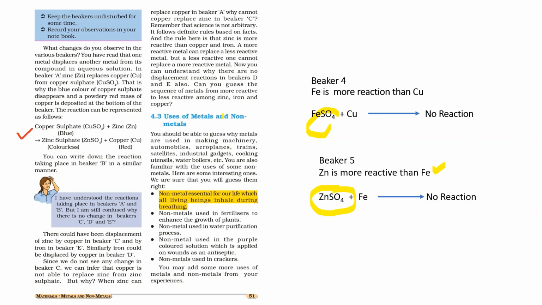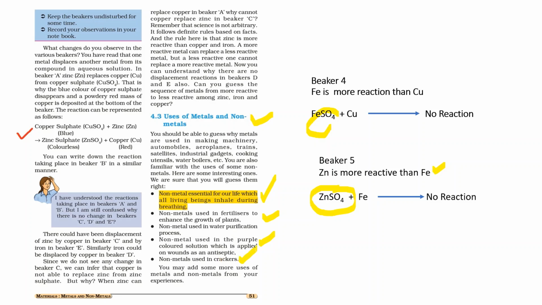So the uses of metals and non-metals: we use metals and non-metals for various purposes. There are non-metals essential to our life, like oxygen, which all living beings inhale. So oxygen is a non-metal. Non-metals are used in fertilizers to enhance the growth of plants, while a non-metal is used in the purple colored solution which is applied to wounds and acts as an antiseptic. And then non-metals are also used in crackers.